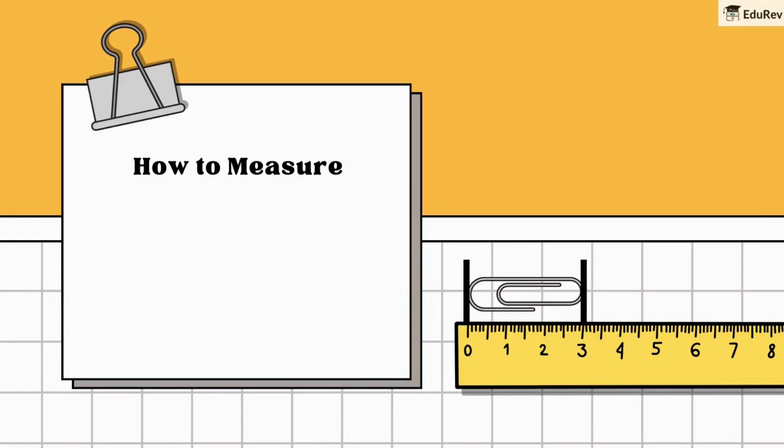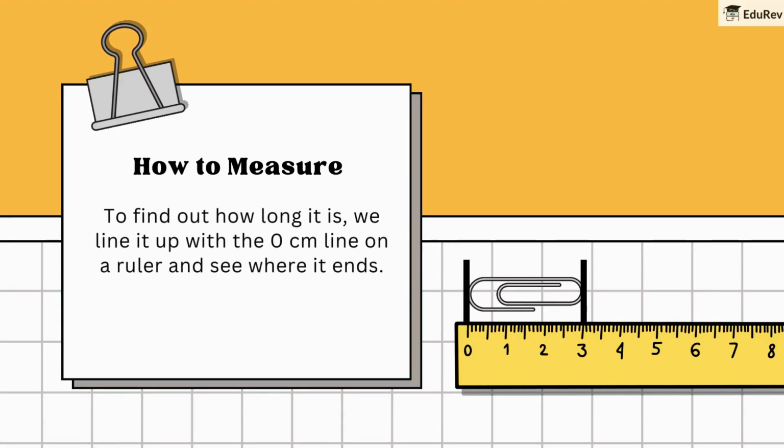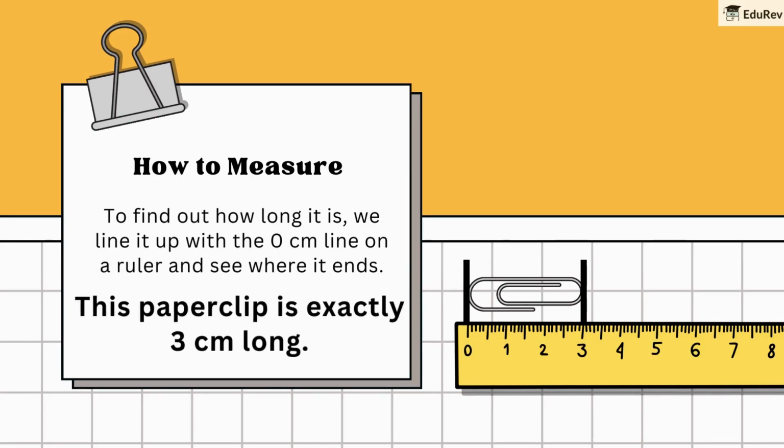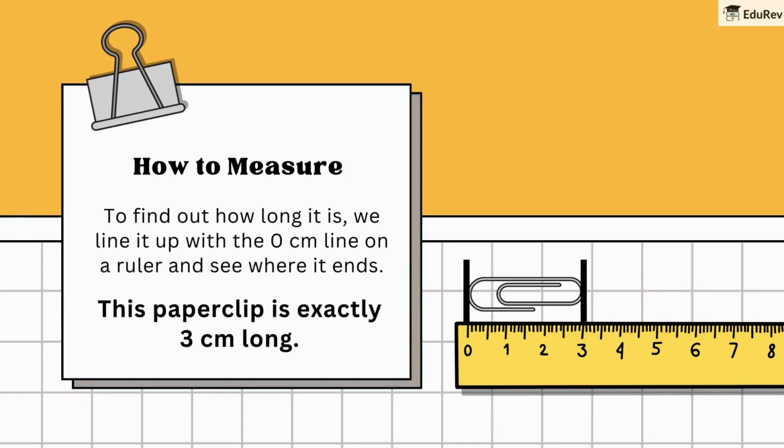Let's start with a paper clip. To find out how long it is, we line it up with the 0 centimeters line on a ruler and see where it ends. This paper clip is exactly 3 centimeters long. Easy, right? But let us learn how to properly use the ruler.